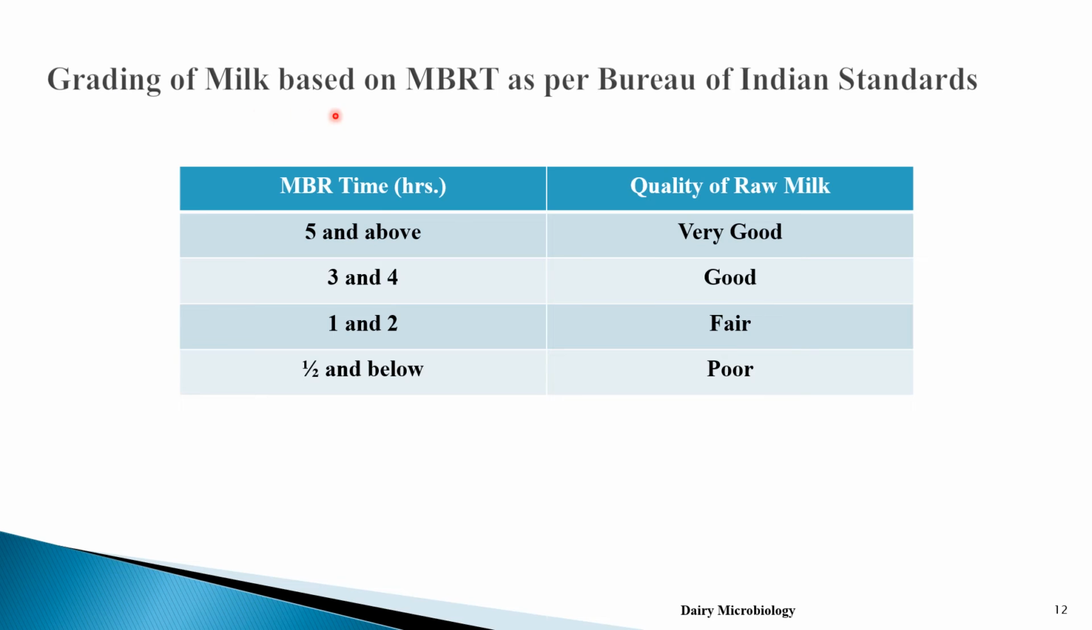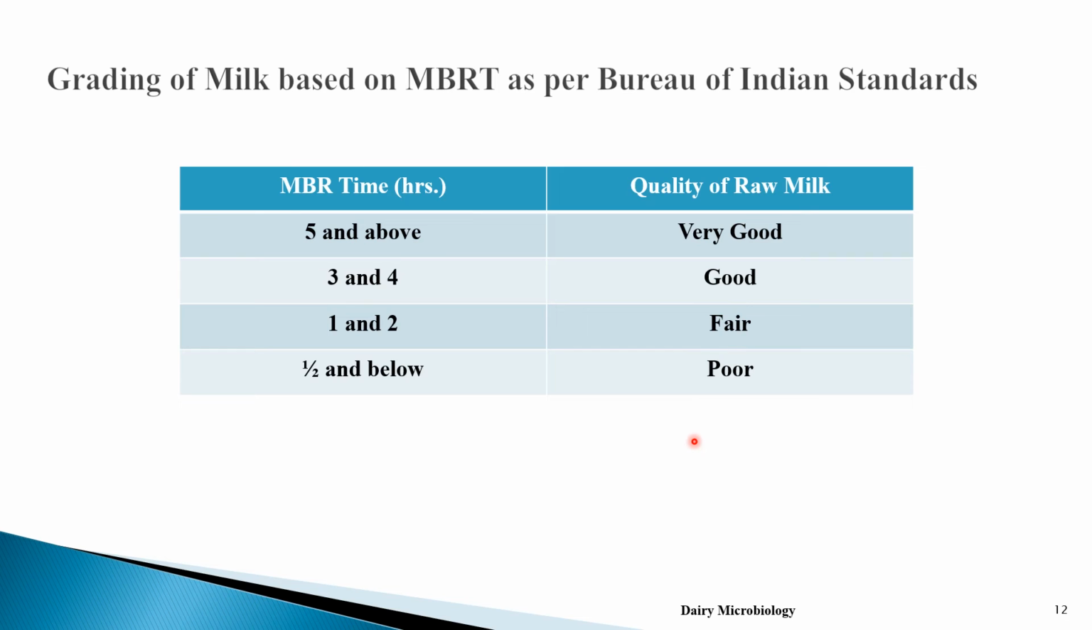Next is grading of milk based on MBRT as per Bureau of Indian Standards. Now this grading will also depend upon the time that is required for the change in the color of the methylene blue dye. That means the time which is required for the reduction of the methylene blue. If the time required is 5 hours or more than 5 hours, then the quality of the milk will be very good. If the time of the reduction is in between 3 to 4 hours, then that will be good quality milk. If change in the color of the dye requires a time in between 1 to 2 hours, then fair quality milk.